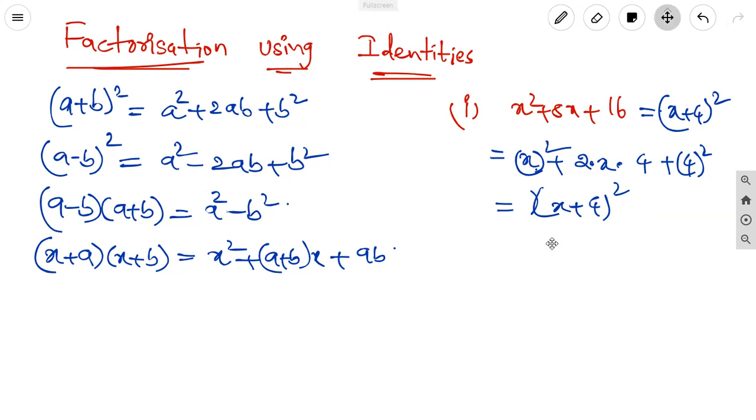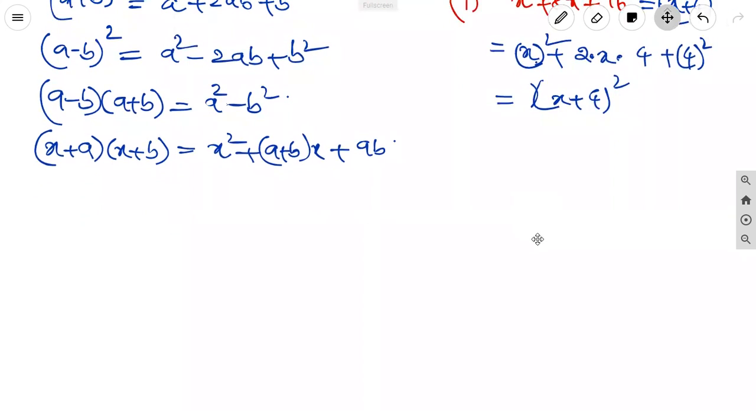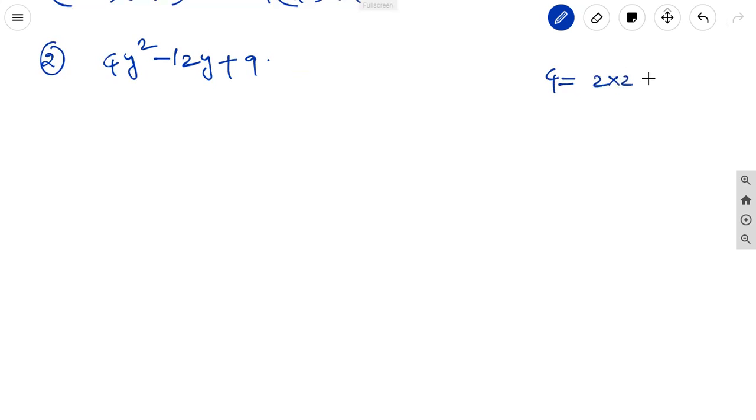Okay. Using the identities, we can factorize the given algebraic expressions. One more example. The second one is factorize 4y square minus 12y plus 9. Here we know that 4 is a perfect square, that is 2 into 2, nothing but 2 whole square. 9 is nothing but 3 threes are 9, that is 3 square.